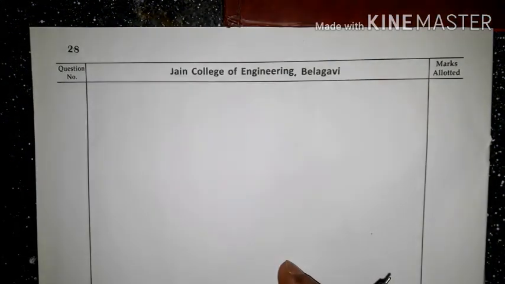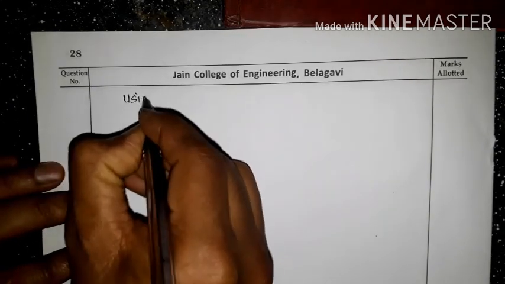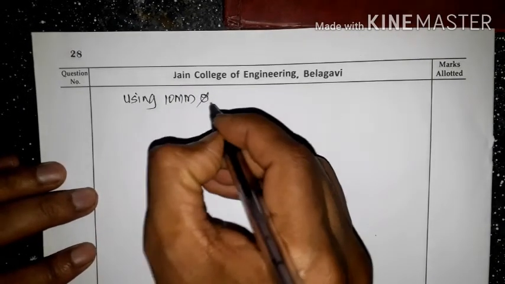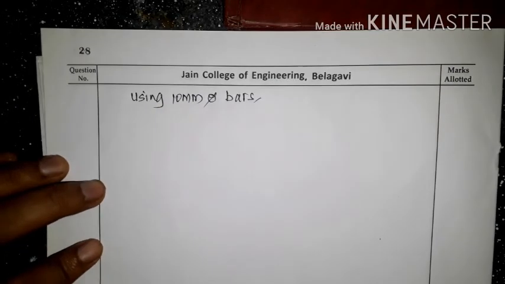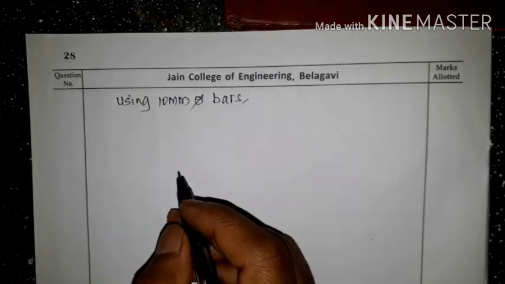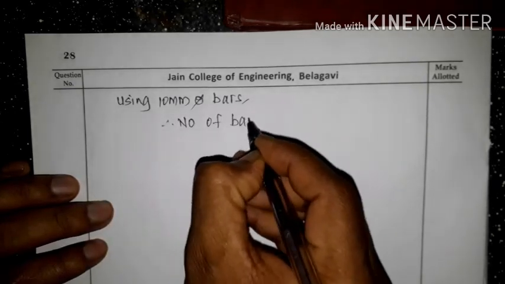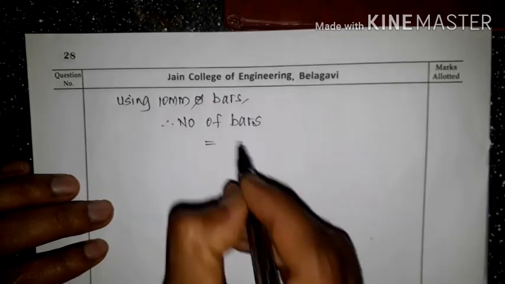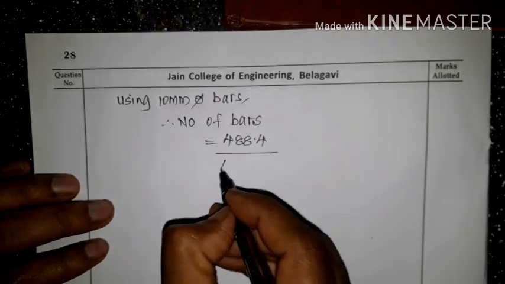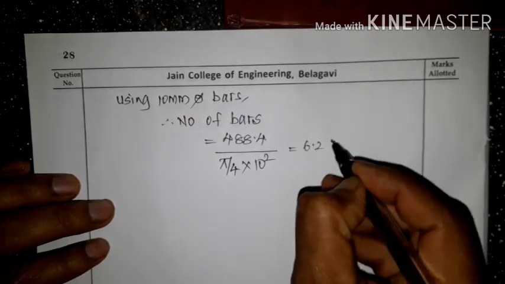Now, by using 10 mm dia bars, we will find out the number of bars. So therefore, number of bars is equal to 488.4 divided by the area of one bar, that is pi by 4 into 10 square. So we will get 6.2 numbers.